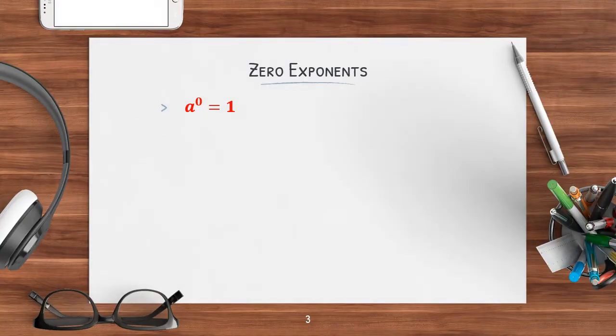Let's have another example. 27 raised to the power of 0 is equal to 1, since our exponent is 0. Next, 2x raised to the power of 0. Again, the exponent is 0, so the answer is 1. So again, the answer is 1 since the exponent is 0.